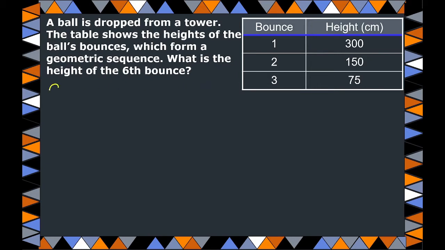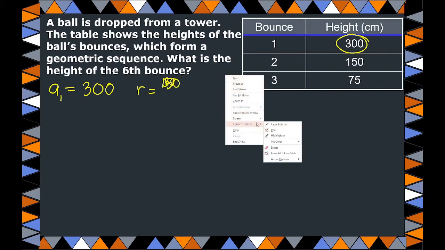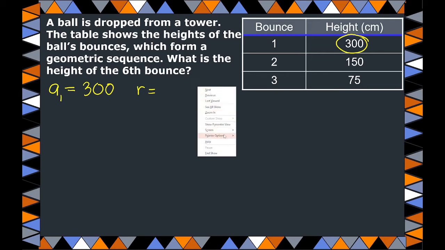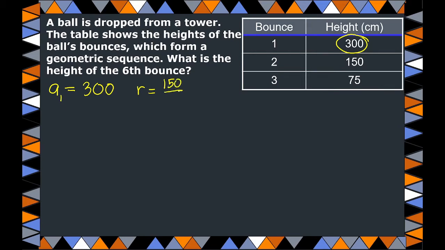So let's identify the given first. The first term is, of course, the number 300, the first bounce. The value of r, that is 150 divided by 300. We will get 0.5 for that, right? Now, what is the value of n? The value of n is 6.